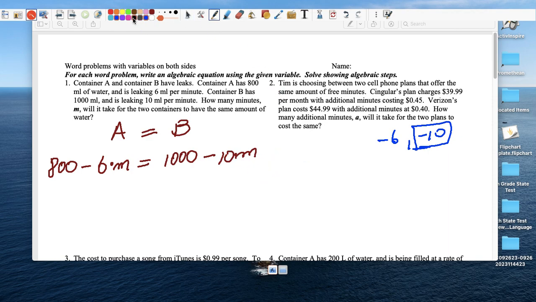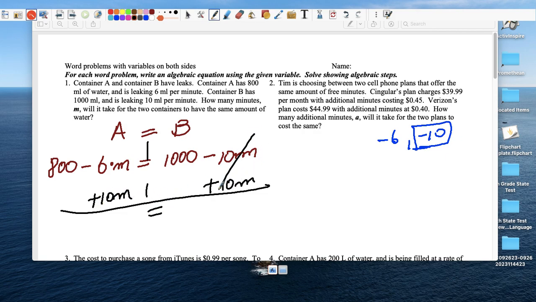So let's see what that looks like. I'm going to add 10m over here to get rid of that. And if I add 10m to one side, I must add 10m to the other side. -10m plus 10m becomes 0. So we don't really need to write that because 1000 comes down, and there's no reason to write 1000 plus 0, right? So that's why it goes away. On the other side, we have 800, and -6 plus 10 is +4m.